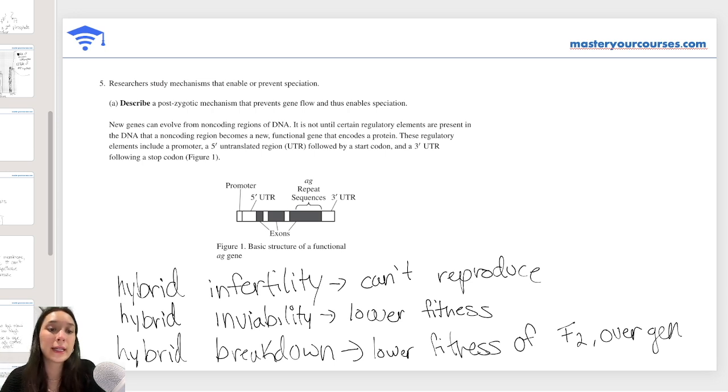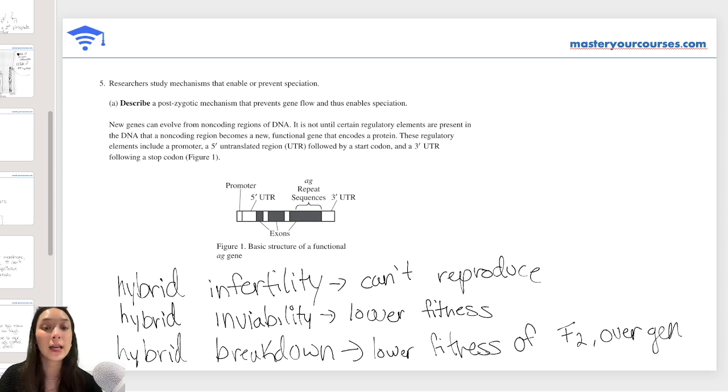Now to move on, it says new genes can evolve from non-coding regions of DNA. It is not until certain regulatory elements are present in the DNA that a non-coding region becomes a new functional gene that encodes a protein. These regulatory elements include a promoter, a 5' untranslated region, or UTR, followed by a start codon, and a 3' UTR, followed by a stop codon, seen in figure 1. So they're just giving you the basic structure of a functional gene.